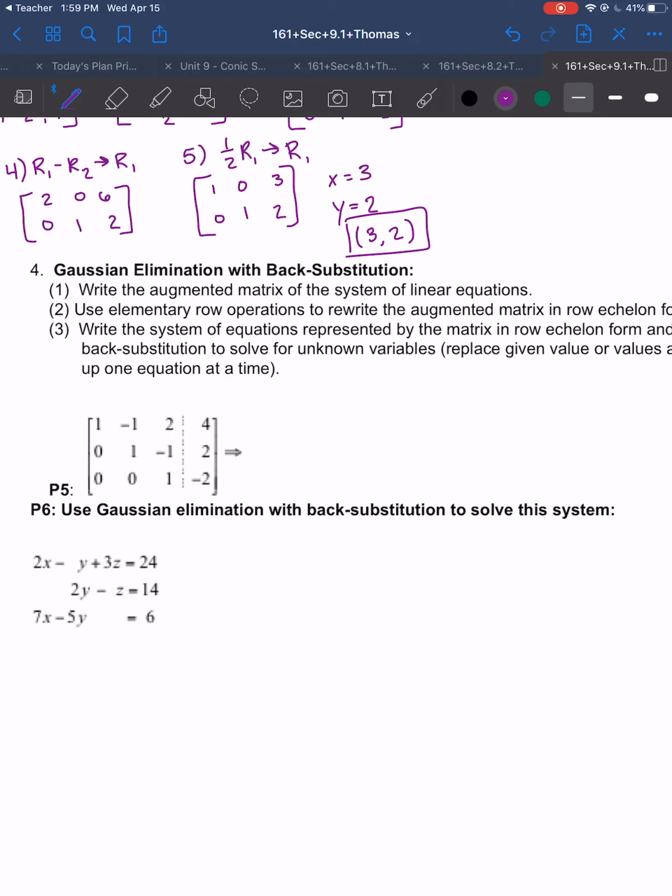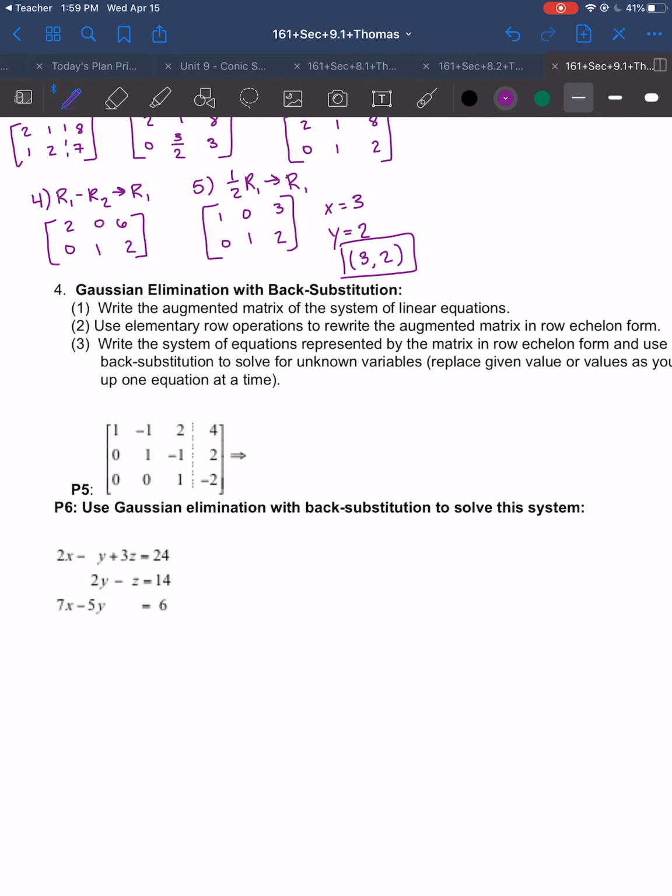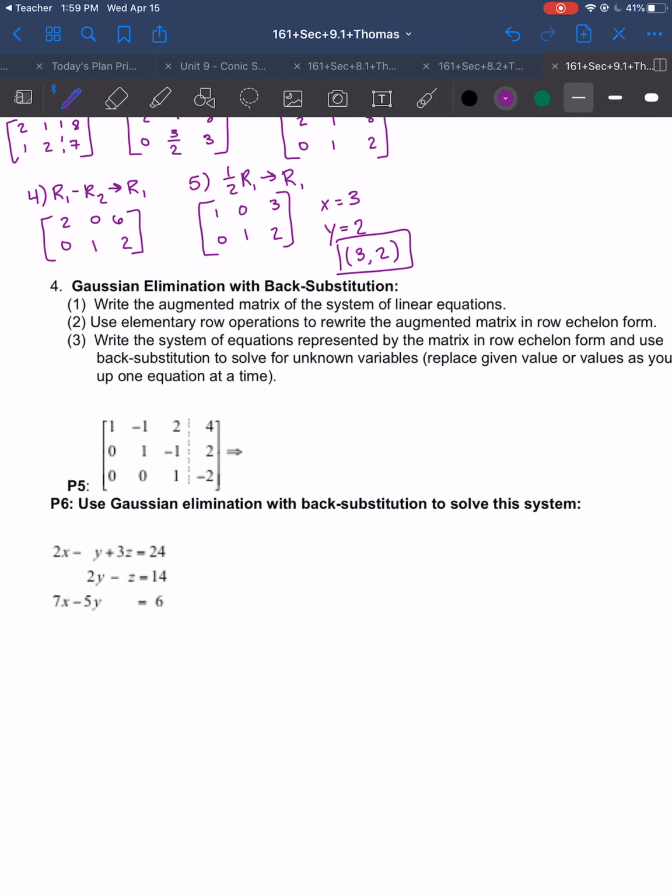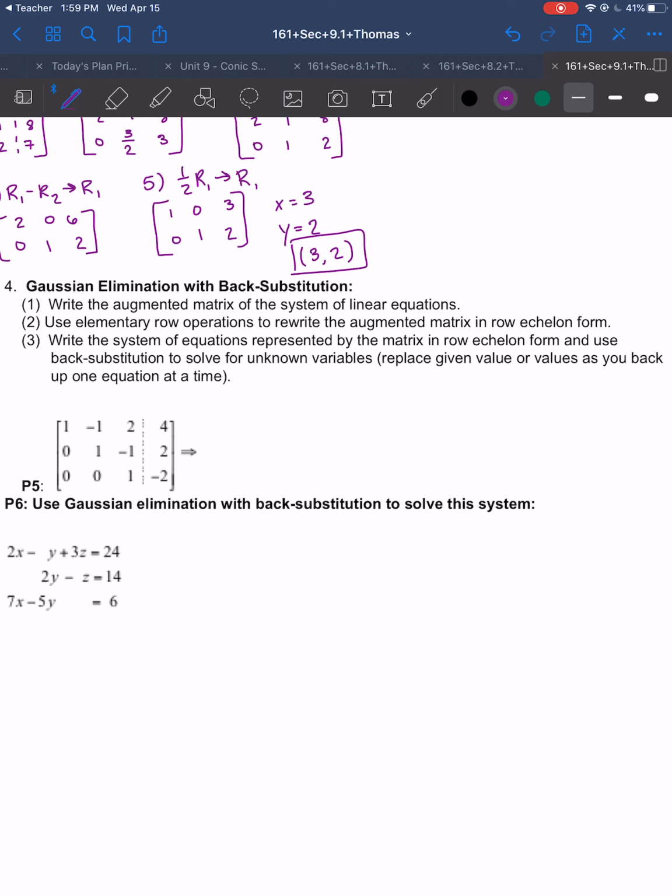And then there's not a whole lot of room here, but that's okay. So if we want to use back substitution, you still write the augmented matrix, and then you use the row operations to write it in row echelon form, not reduced row echelon form. I'll point out the difference there when we get there.